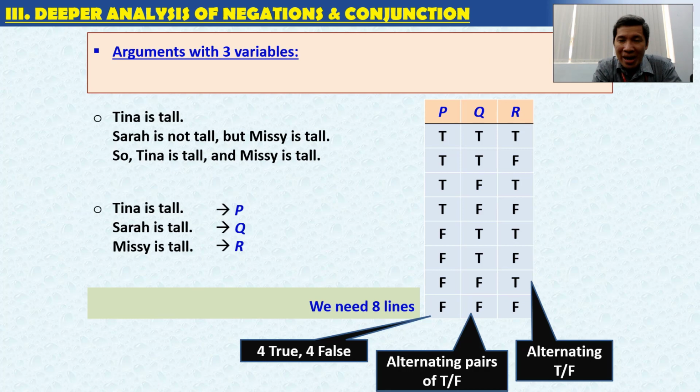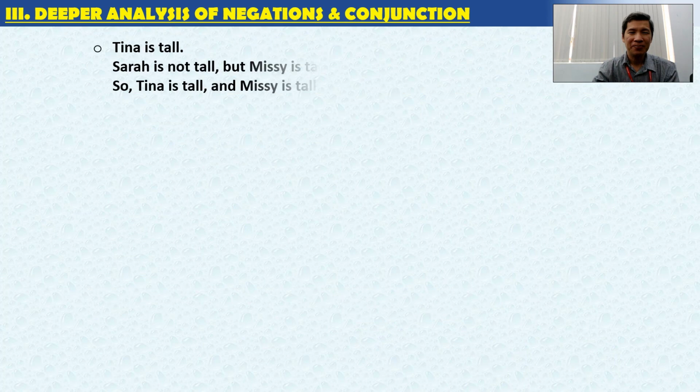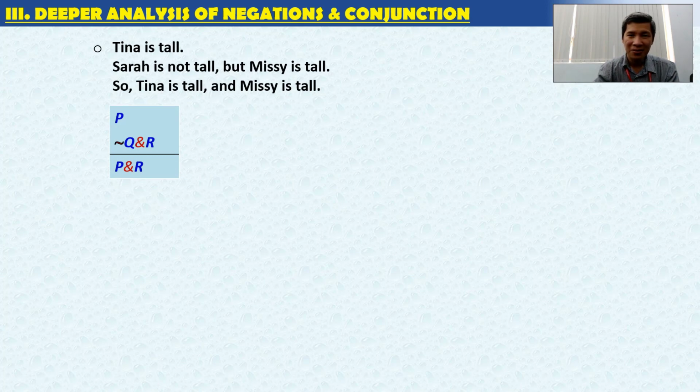In the exam, we may give you other letters, not just P, Q, and R. It depends on you as well when you do your argument by yourself. Okay, now let's have a look at this case. P, not Q and R, P and R. Right? Tina is P, Missy, R, Sarah, Q.